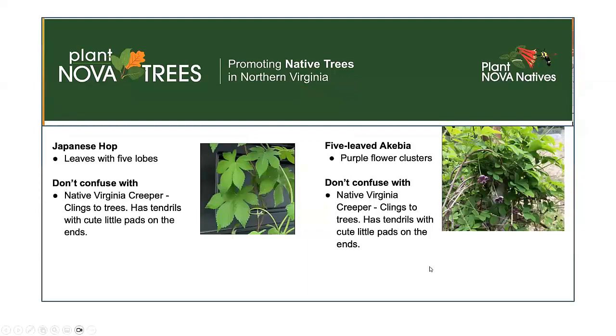Japanese hop and five-leaved akebia are also some vines that you will see that are invasive. The Japanese hop can look like Virginia creeper, but the Virginia creeper is actually a compound leaflet. This is not. This is just a very deeply lobed leaflet.